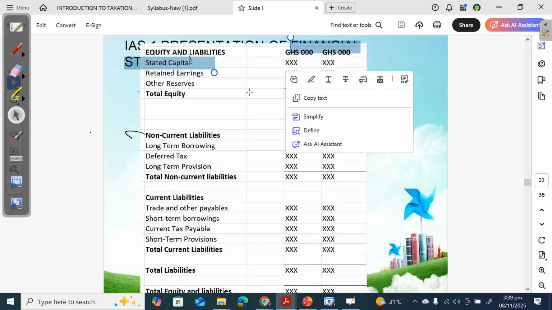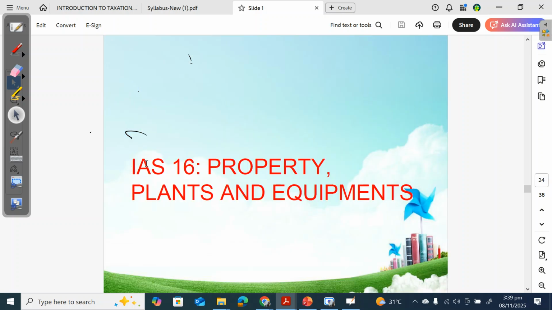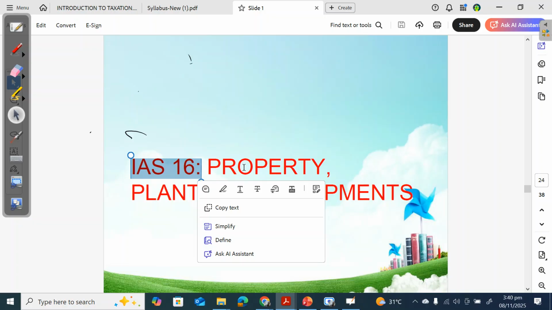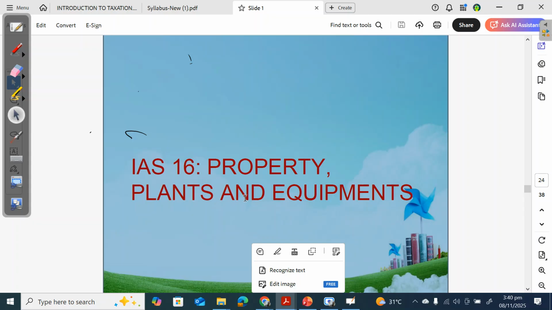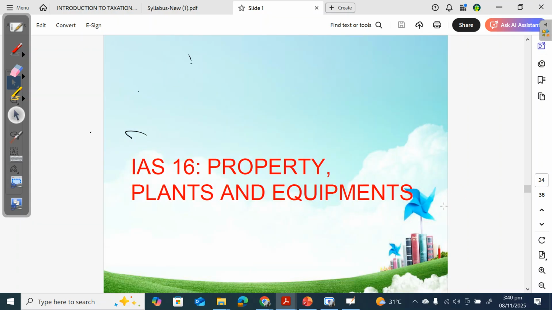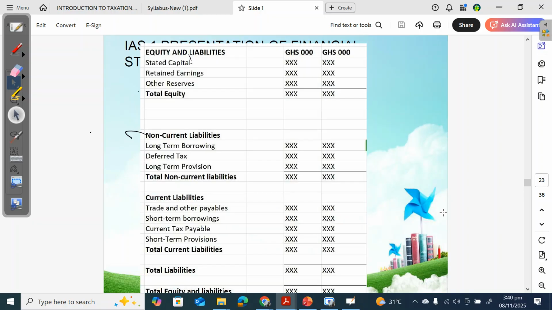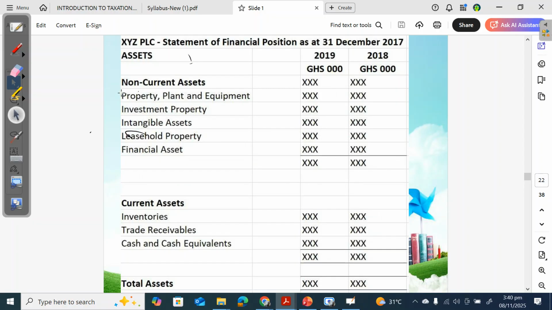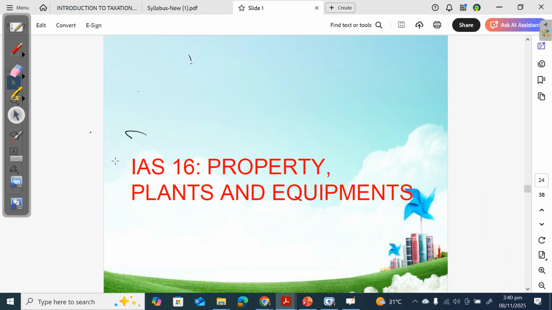So today we'll look at IAS 16. IAS 16 is property, plant, and equipment. This standard is for this item. It falls under non-current assets. So what is property and what is plant and equipment?